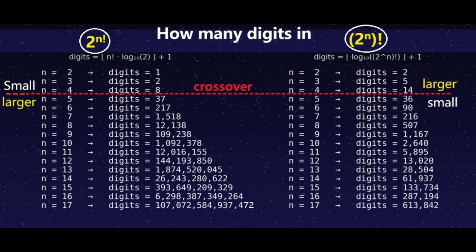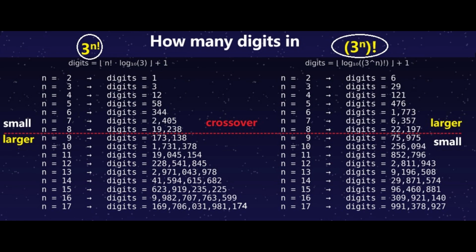Then, let's compare digit counts in two explosive expressions. On the left, we have m to the power of n factorial. On the right, the factorial of m raised to the power of n. For the base m equals 2, when n is small, the factorial of 2 to the power of n has more digits. But around n equals 4, the ordering flips, 2 to the power of n factorial suddenly becomes larger, and then it completely dominates.